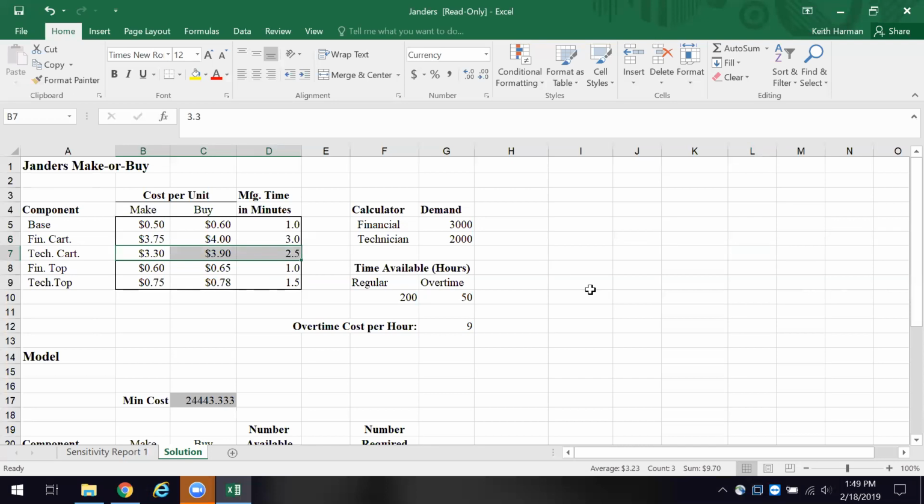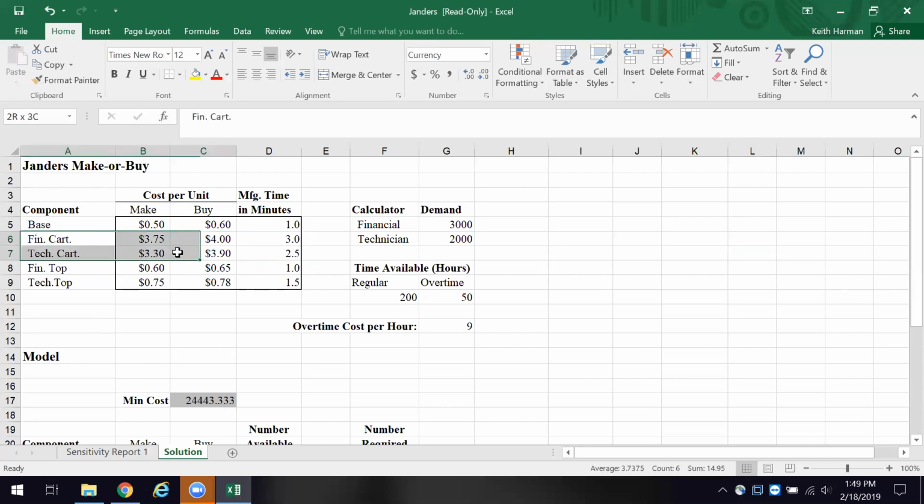Now I can do this, and again, I can say, okay, now how else would I do this? Well, here's what I would do: I take the manufacturing time in minutes, right? And now I have to talk about, all right, if technical cartridges take me 2.5 minutes, and notice something, there's only a 25% differential in terms of financial cartridges, but it takes me 3 minutes.